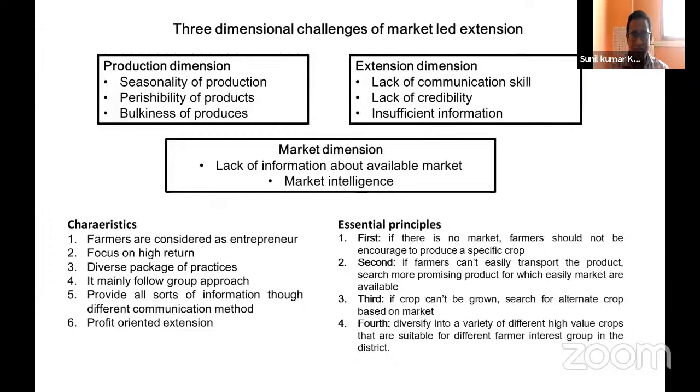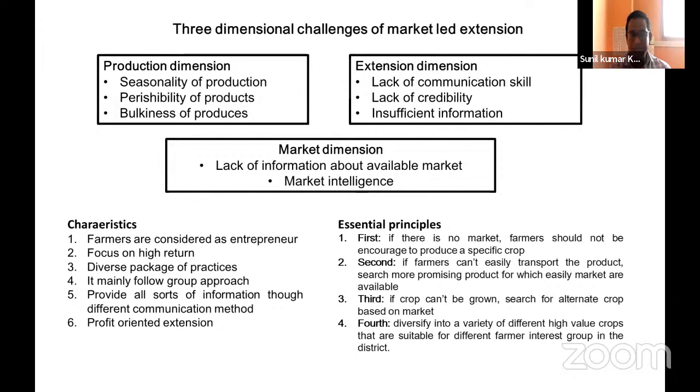When you're going for market data extension, how can you characterize this? In market data extension, the farmers are considered as entrepreneurs. They focus majorly on high returns. They are advised to diversify the package of practices so they can produce more, and their product can be sold in the market easily. And it majorly follows group approaches so that every type of cost can be reduced. Market data extension, as you can say, is synonymous with profit-oriented extension.